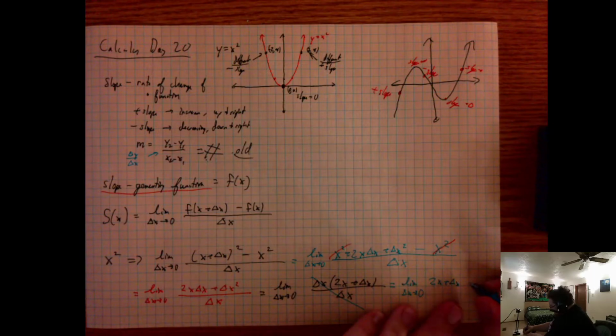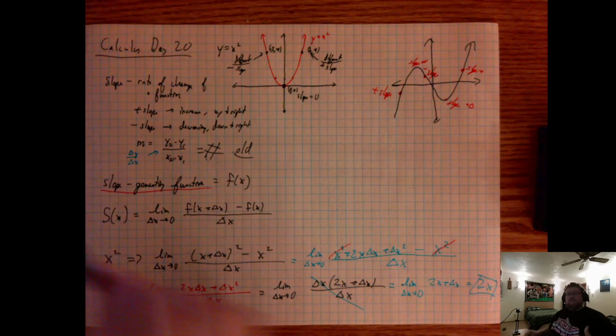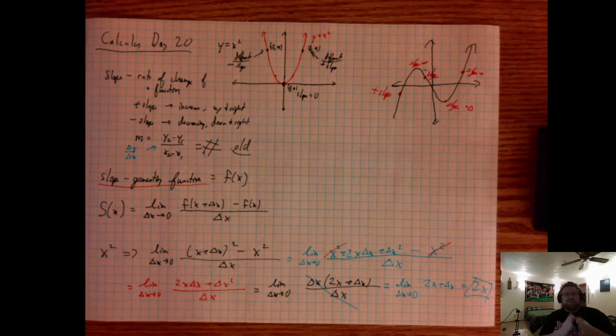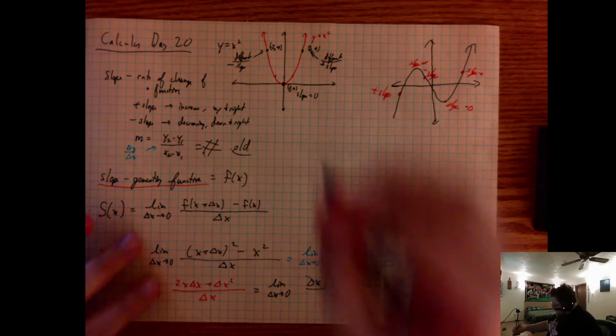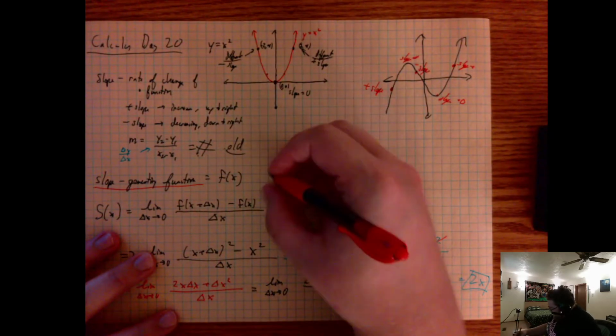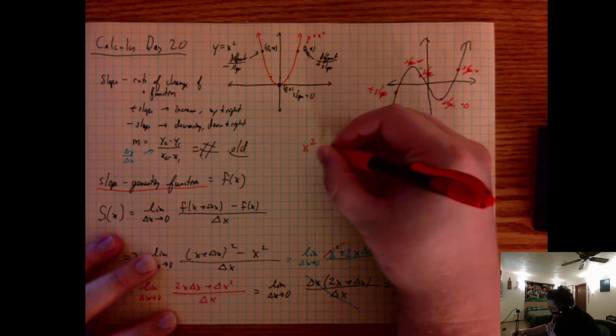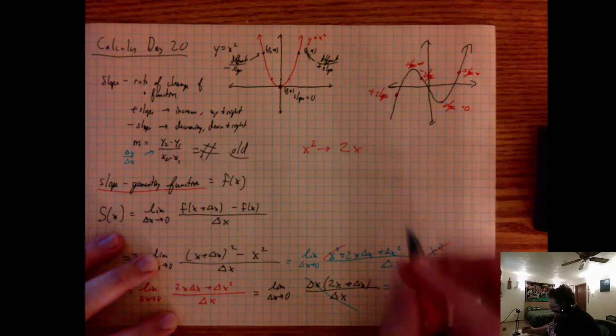Now if I plug in 0, I get an answer. 2x. But what is 2x? 2x is the slope generating function, meaning that if I plug in x, I will get out the slope. Let's go back to my original problem up here. This formula, so in this example, x squared has a slope generating function of 2x.